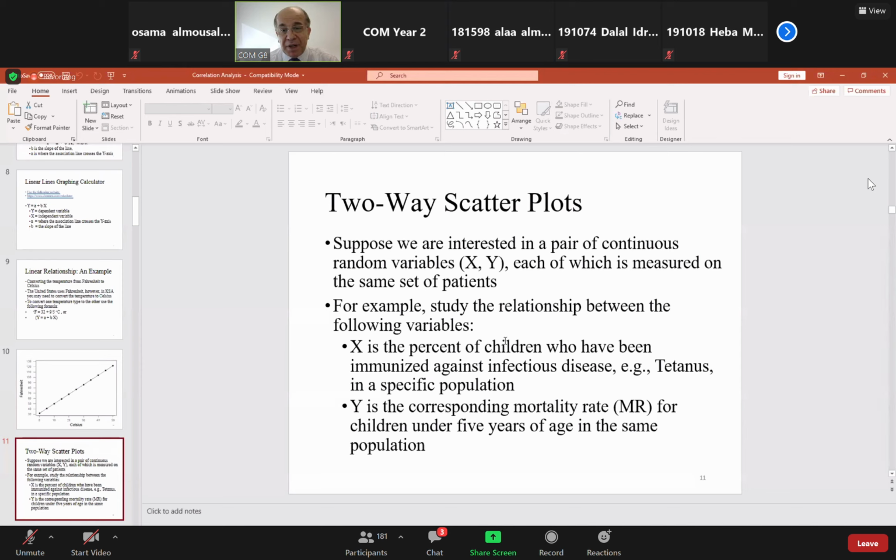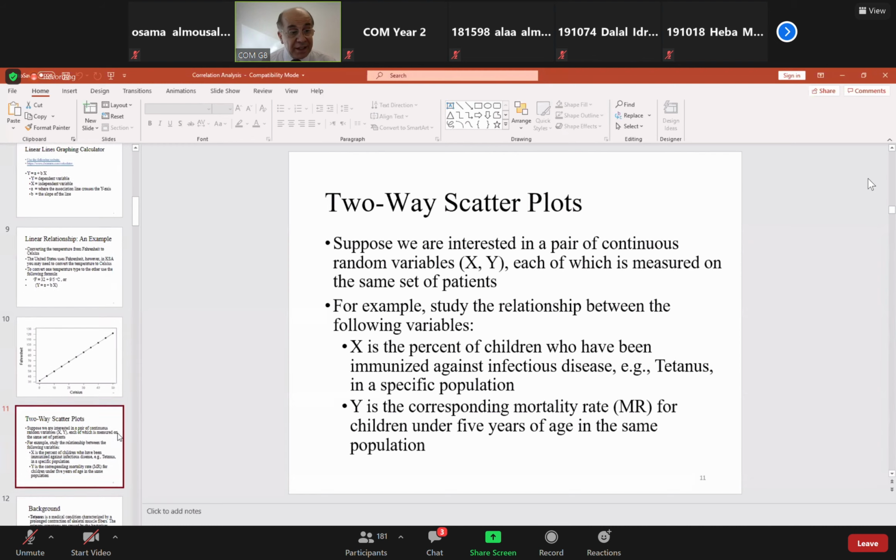So this is an example now. You can read this example. To study the relationship between the following variables, X and Y. For example, just for illustration, X is the percent of children who have been immunized against an infectious disease like the diseases we have, but in this case, against tetanus. So Y is the mortality rate. You know from your medical background that vaccination prevents death. It may not prevent it 100%, but it is almost perfect sometimes. Sometimes it is not. So this is a relationship.